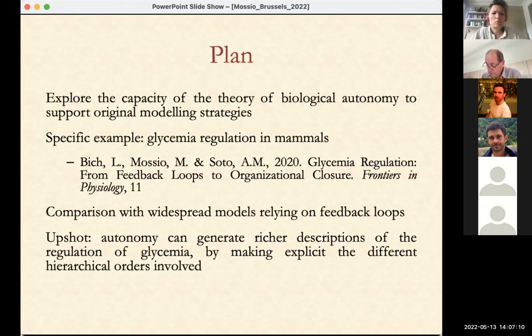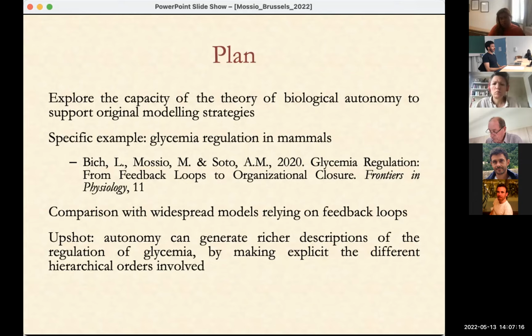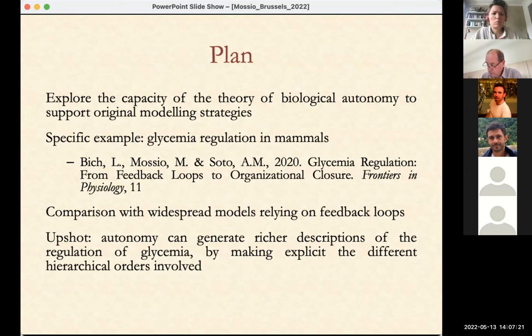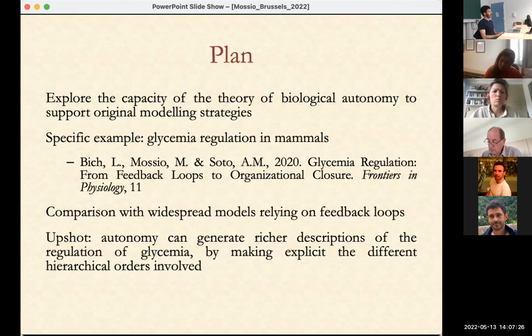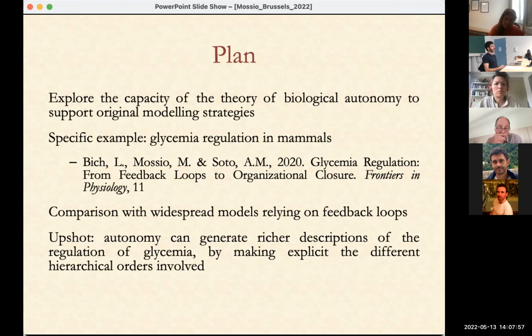The main alternative, which is widespread in the physiology literature, is models centered on feedback loops. The phenomenon that we are focusing on here is the homeostasis of glycemia in mammals, glycemia being the concentration of sugar in blood plasma. I will discuss the result of this attempt, and the idea is that autonomy can generate, in some respects, a richer description of the regulation of glycemia, in particular because of its capacity to make explicit different hierarchical, functional orders involved in this phenomenon.